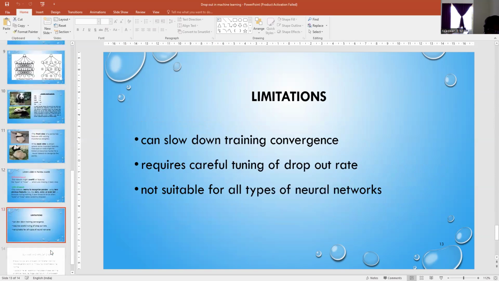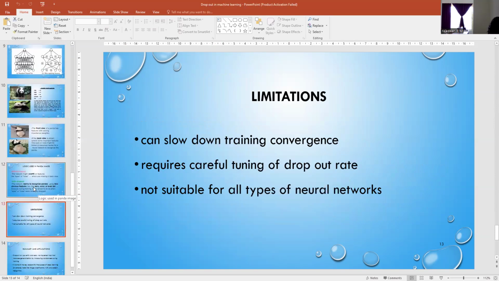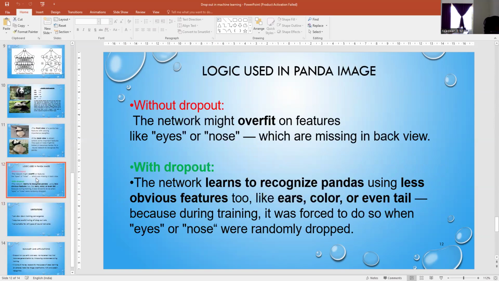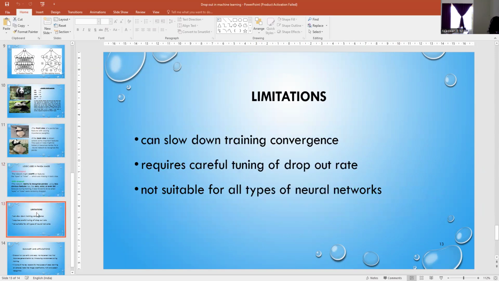So here some limitations are also there. See the logic being used in panda images. The network might overfit on features like eyes or nose, which are missing in the back view. With dropout, it mainly focuses on ears, colors, and even the tail during training. So this is the concept behind the dropout in the panda picture, and the limitations are also there.